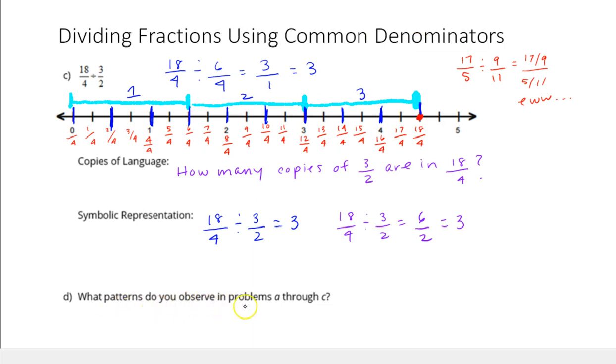So what patterns do you observe in problems A through C? And we developed that. You can divide the numerators and divide the denominators to find the quotient.